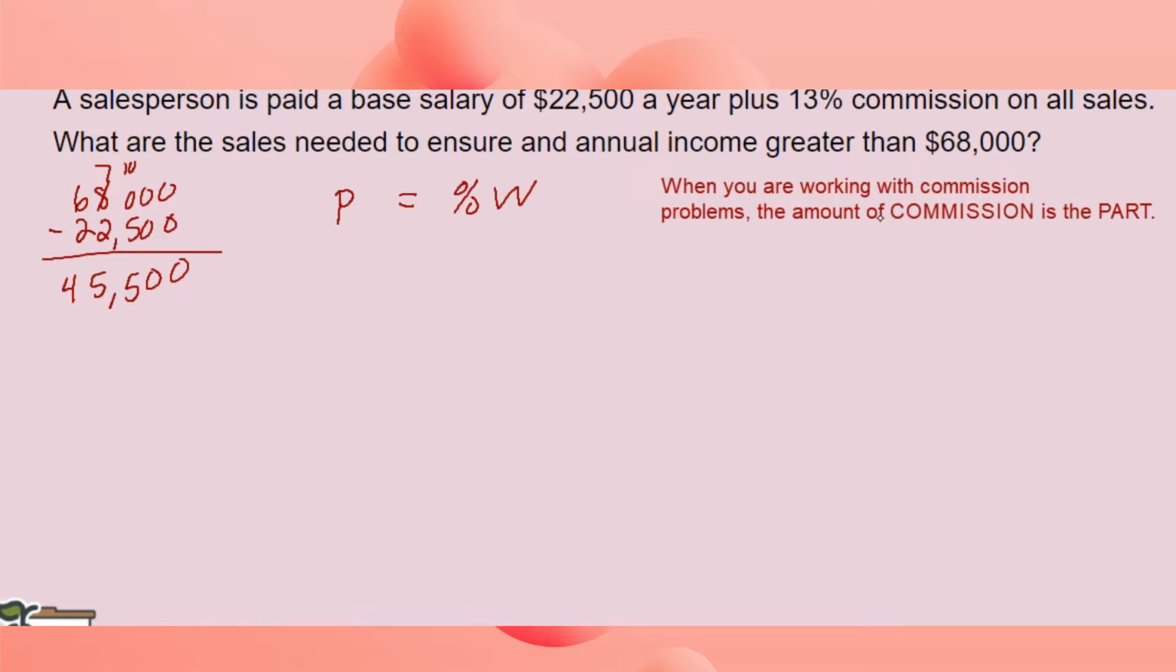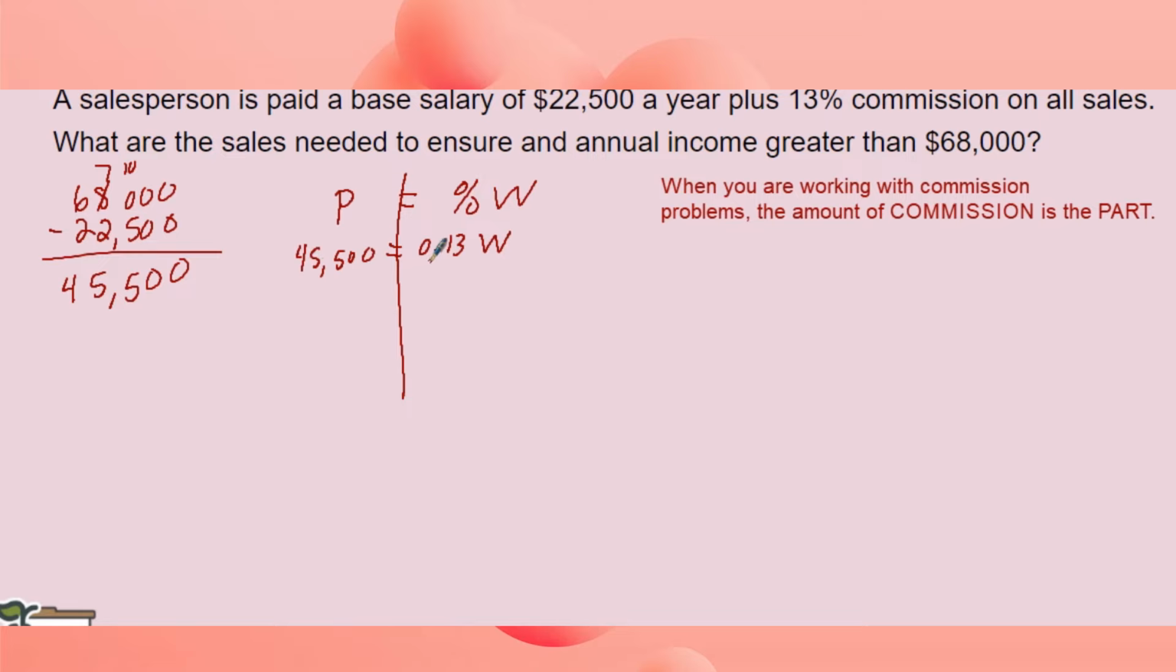Now we can go ahead and use our percent equation. Remember, when you are working with commission problems, the amount of commission is the part. So that means the commission, or our part, is $45,500. Our percent is 13%, and we'll write that as a decimal, which is 0.13. Our whole, it is unknown. We have to figure out how much the salesperson should sell to make $45,500.